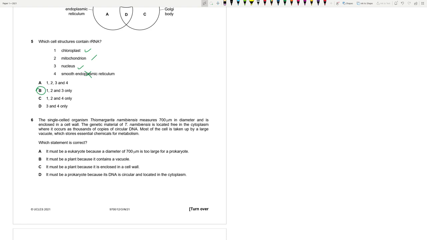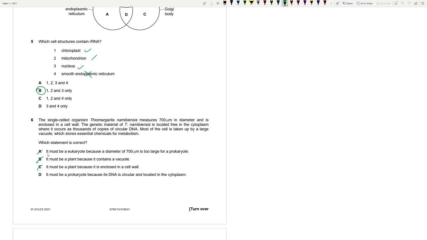It must be a eukaryote because the diameter of 700 micrometer is too large for a prokaryote. This is clearly wrong. I told you it's a prokaryote. It must be a plant because it contains a vacuole. No way. A lot of other things contain vacuoles. It must be a plant because it is enclosed in a cell wall. That's wrong. Other organisms may have cell walls. It doesn't have to be a plant.